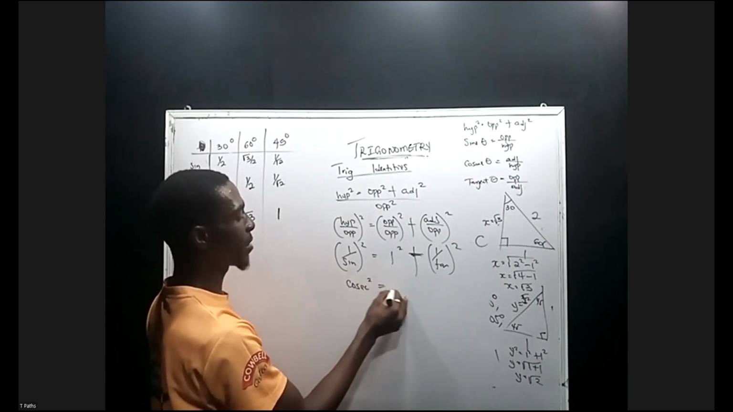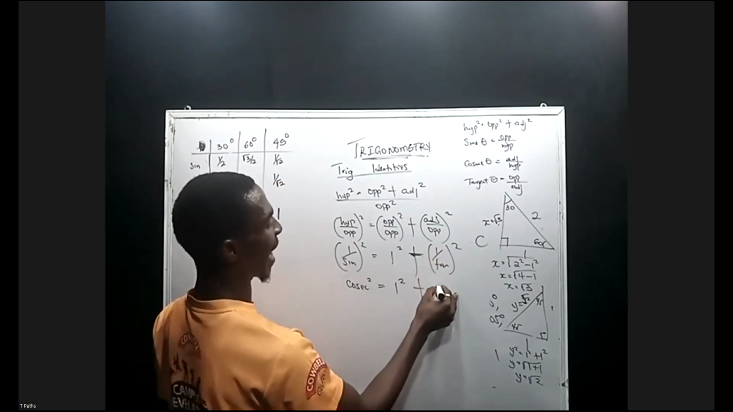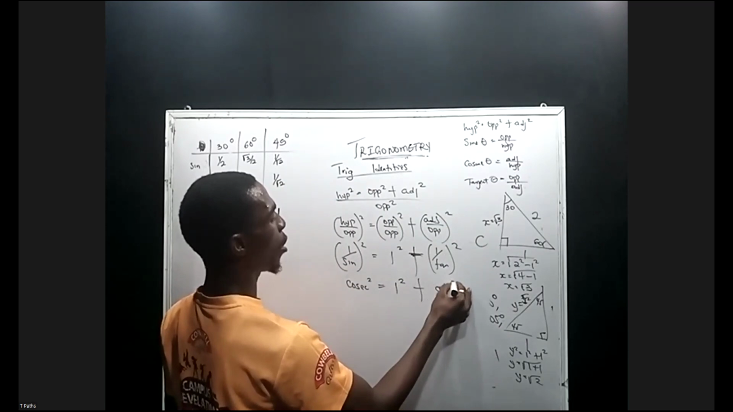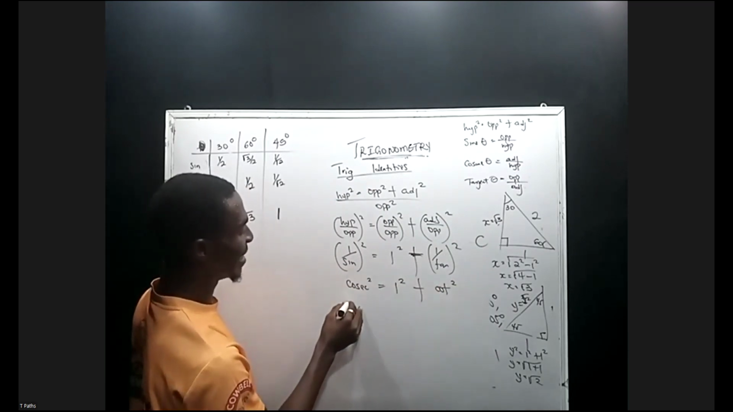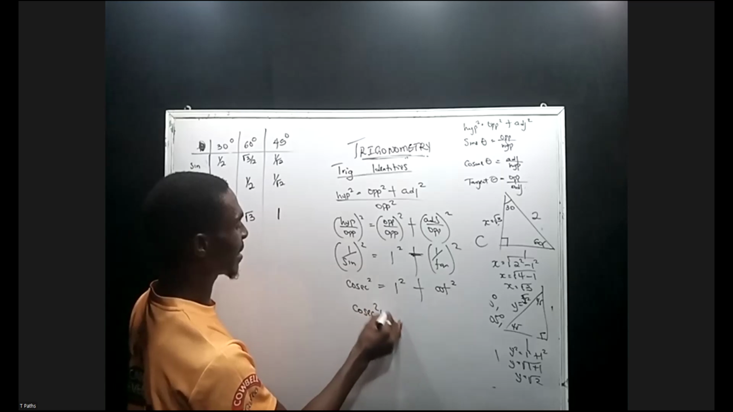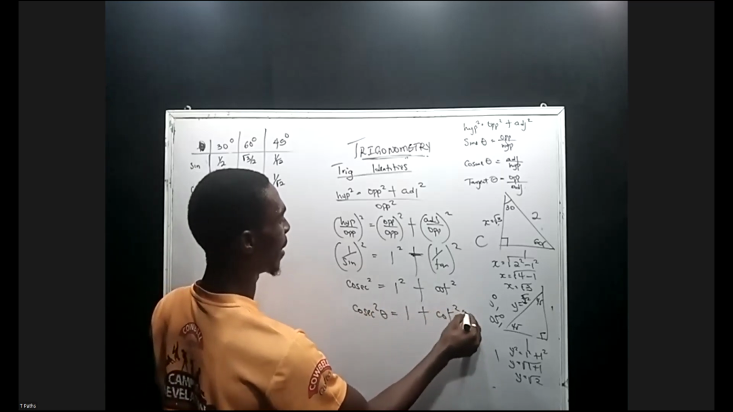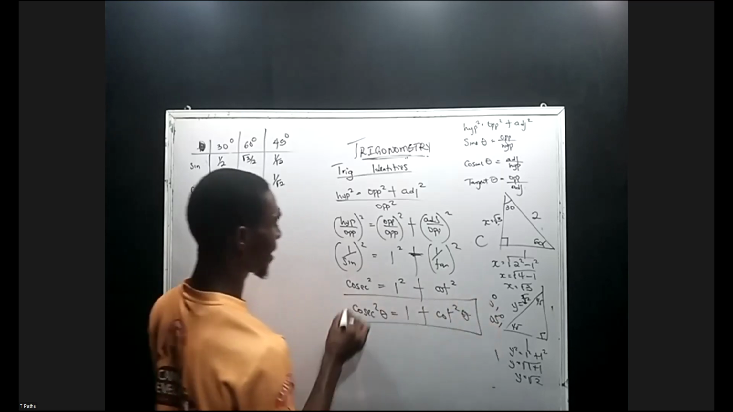All square equals 1 plus cot square, where the name given to the inverse of tan is cot. So automatically, the second trig identity says cosec square theta equals 1 plus cot square theta. Here is the second trig identity.